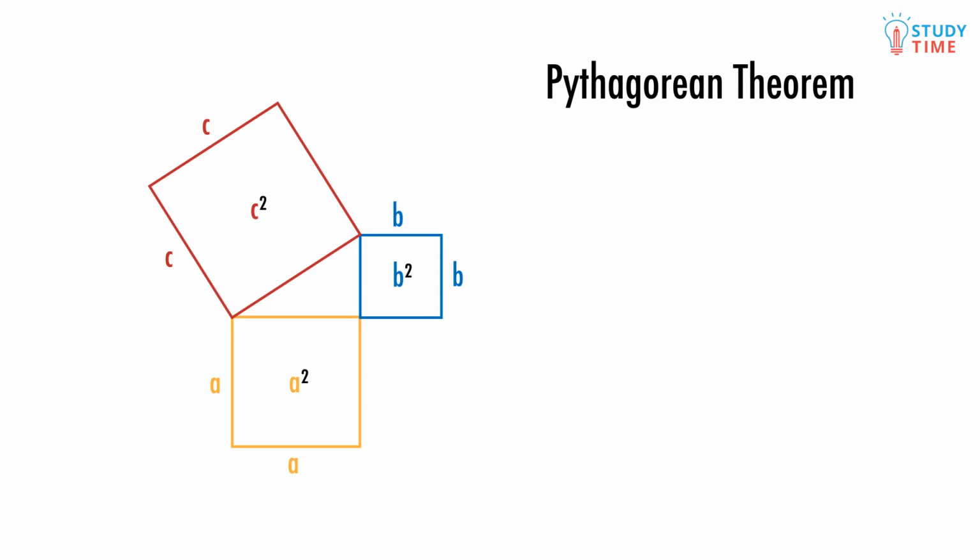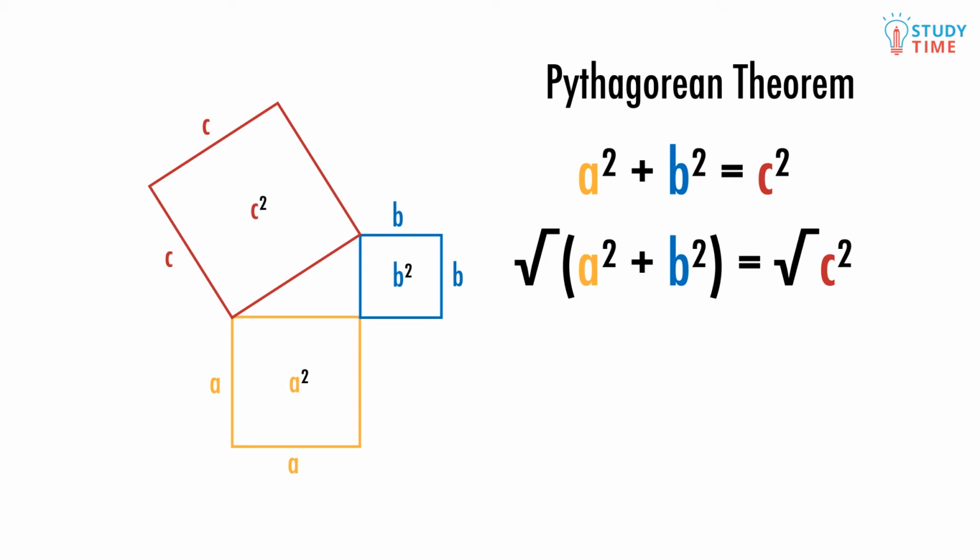The theorem is a simple equation. A squared plus b squared equals c squared, as in the area of square A plus the area of square B equals the area of square C. That's pretty interesting, huh? With a bit of algebraic manipulation, we can make the equation tell us more.